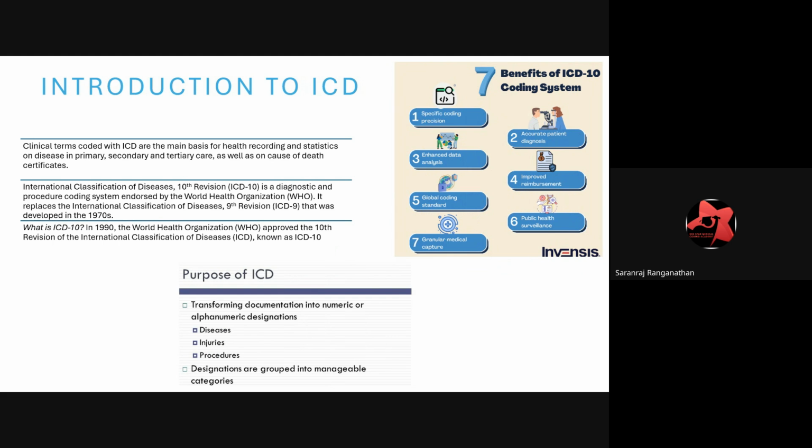As I told, the purpose is to transform the documentation into numerical and alphanumeric designations for diseases, injuries, and sometimes procedures also. That is what PCS relates to. At the same time, it has been grouped by different anatomical systems, purposes, and external causes. Based on the groups, we'll be able to take the codes. That is a small introduction on ICD-10.